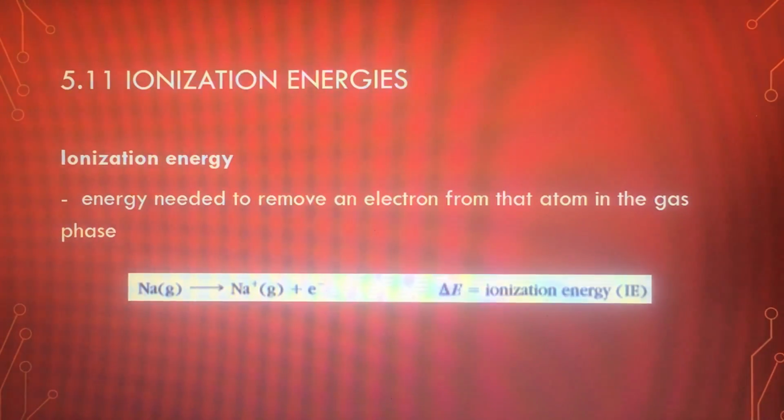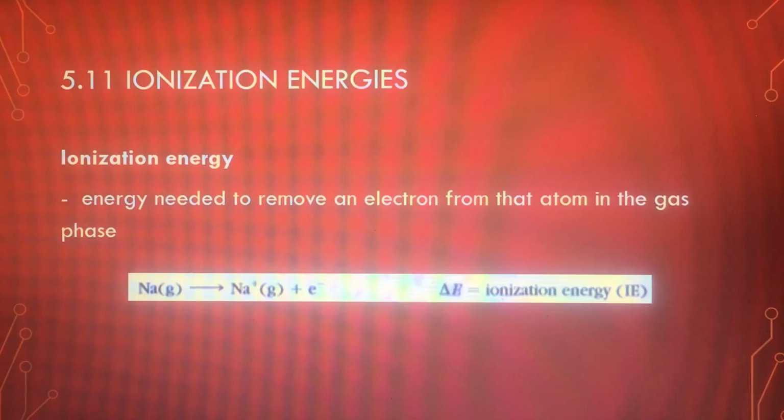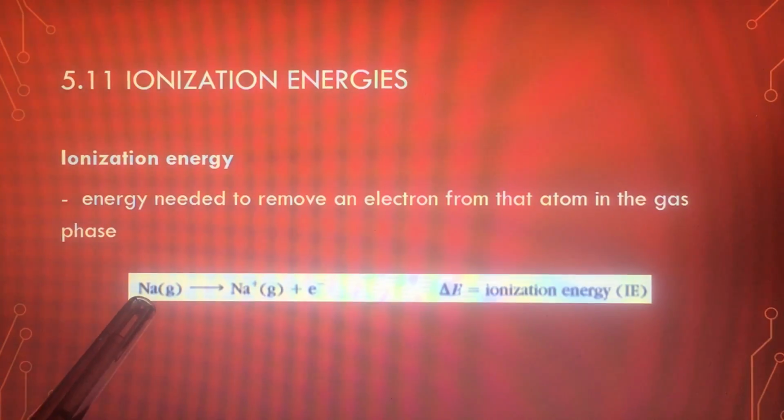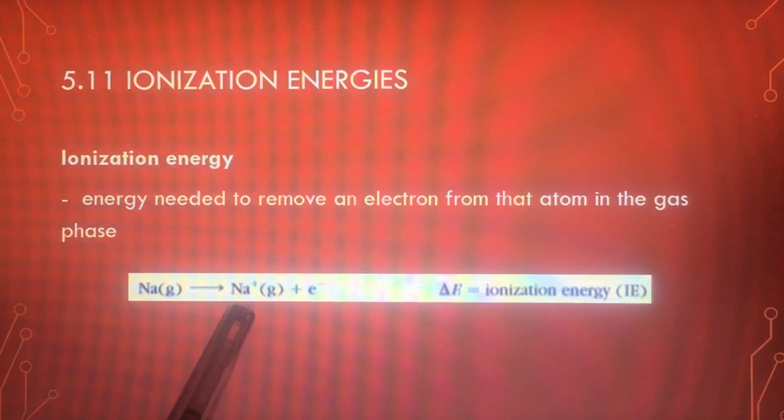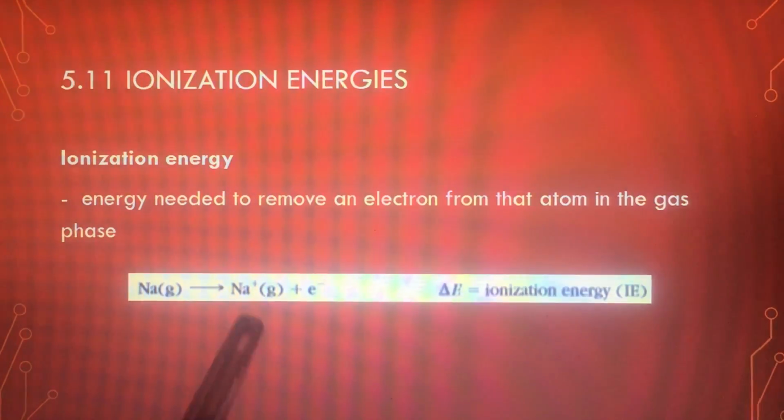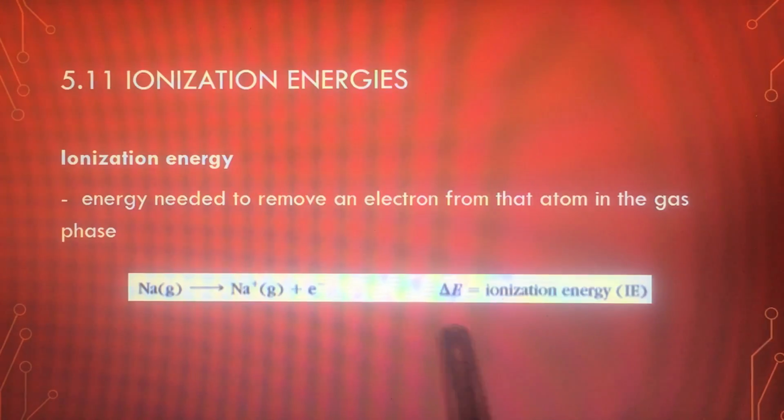Hello guys. So this time we'll talk about a different trend in the periodic table, which is ionization energy. The definition for ionization energy, or IE, is the energy needed to remove an electron from an atom in the gaseous phase. For example, we have this equation: a sodium atom in the gaseous state going to a sodium ion in the gaseous state as well, plus an electron. So the energy involved is the ionization energy.